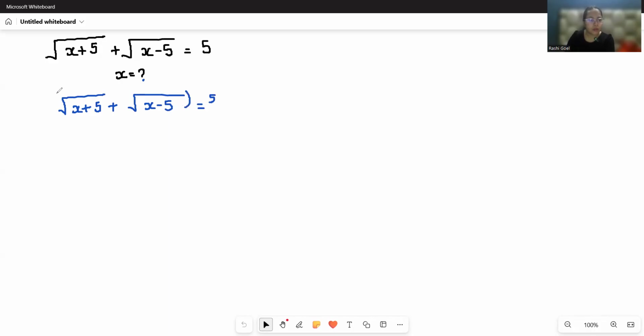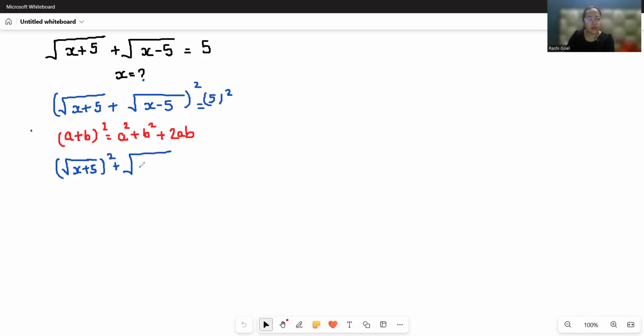So if I do squaring both sides, here we use an identity, that is (a plus b) whole square equals a square plus b square plus 2ab, where a is under root x plus 5 and b is under root x minus 5. So under root x plus 5 whole square plus under root x minus 5 whole square plus 2 times under root x plus 5 times under root x minus 5 equals 5 square, which is 25.